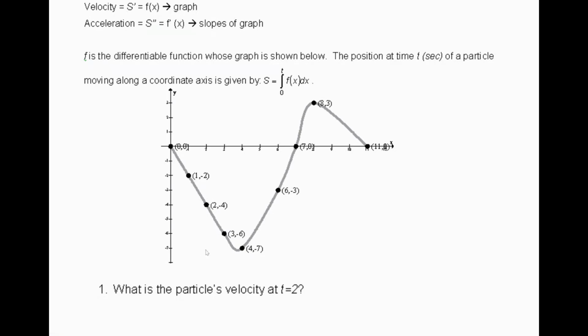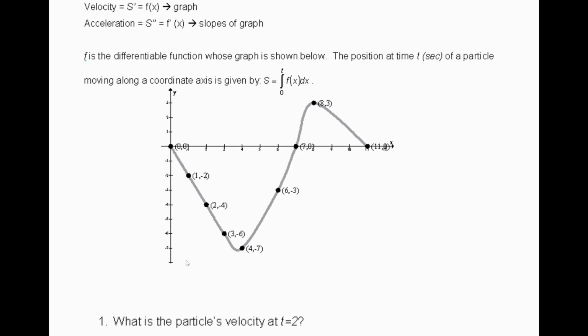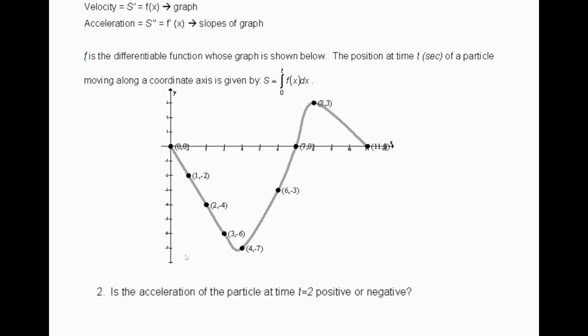What is the particle's velocity at t equals 2? Well, since we're talking about velocity, that's information I can get from my graph, and I can say that at 2, I am looking at a velocity of -4. Next, is the acceleration of the particle at time 2 positive or negative? Well, what is my slope at 2? My slope is going to be negative there. So got it, my slope is negative.